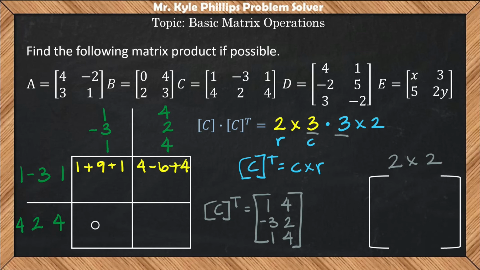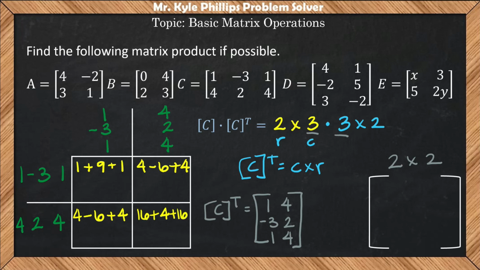In our third box, we have 4 times 1, 2 times -3, 4 times 1. Fourth box, 4 times 4, 2 times 2, and lastly 4 times 4.